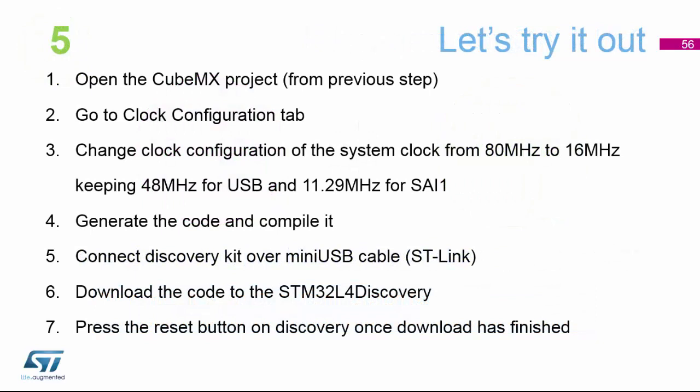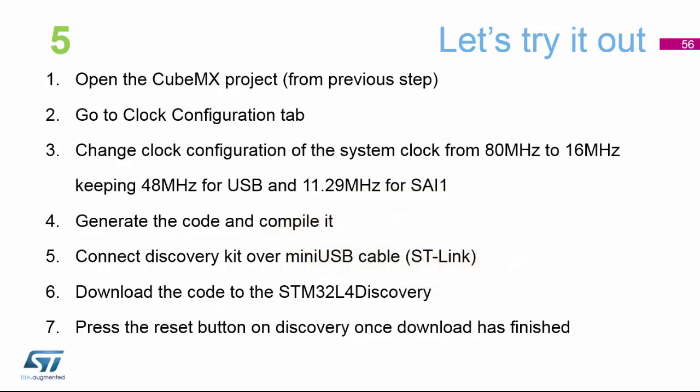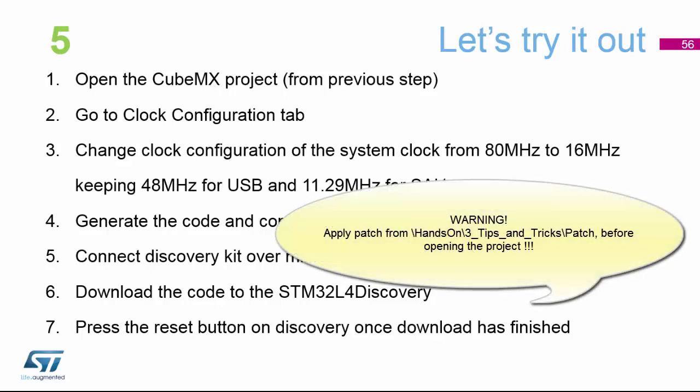So let's have a go at that. To do that, we need to go back into our Cube project and go to the clock configuration tab. We need to make sure that our USB and SAI peripherals stay at the correct speed when we reduce our system clock from 80 megahertz to 16 megahertz. Then we'll generate the code, load it into the IAR system, rebuild it, program the board, and then have a look at our final current consumption readings for the project with the clock running a lot slower.